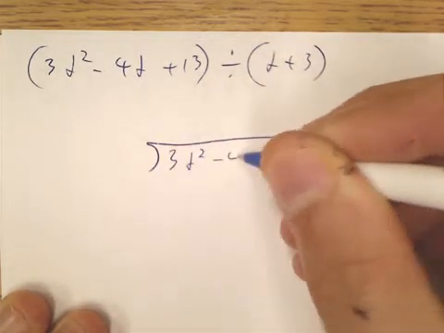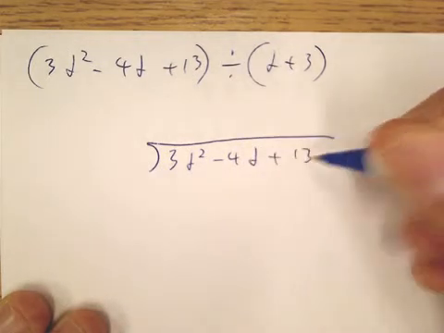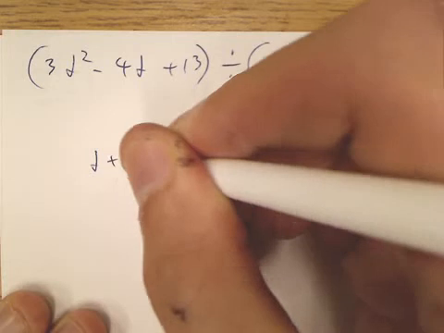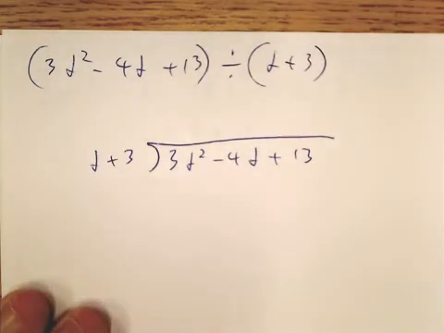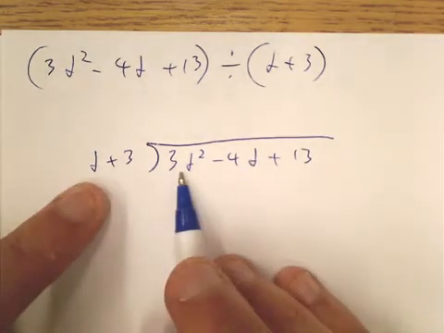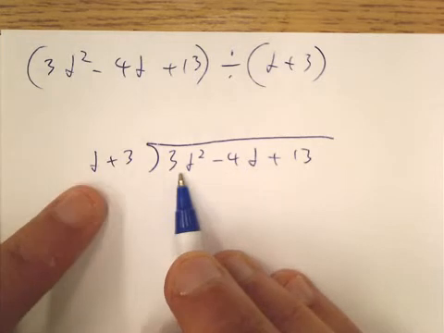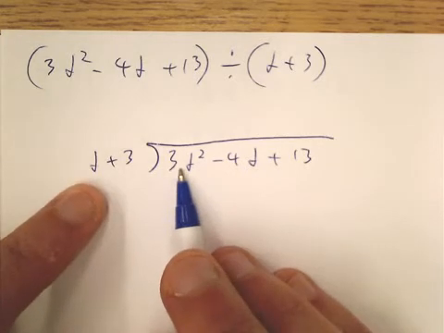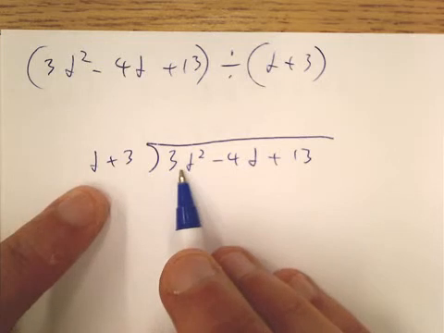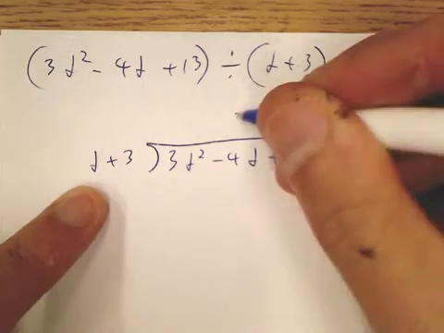3d squared minus 4d plus 13. And then d plus 3 out front. Okay, so basically what you need to do is look at the leading term in each one. So you have d and 3d squared. And you have to think to yourself, what times d will give me 3d squared? Well, d times 3d will give me 3d squared. When I put that up top, I'm going to match it up with the plain d.